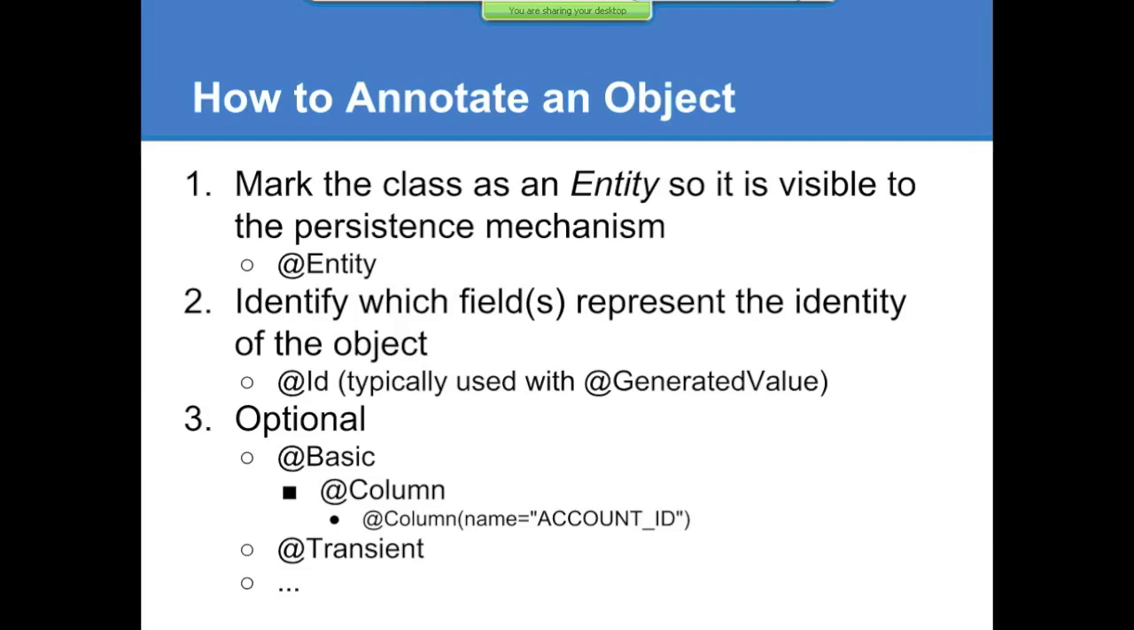In order to persist a project, what do you do? Add entity, add ID. That's it. For all the other properties, you can put add basic, but that is optional. Any attribute that you do not want the container to manage and persist, you put add transient. Simple, right? With Hibernate, you can put a lot more than that. And Hibernate is purely relational.